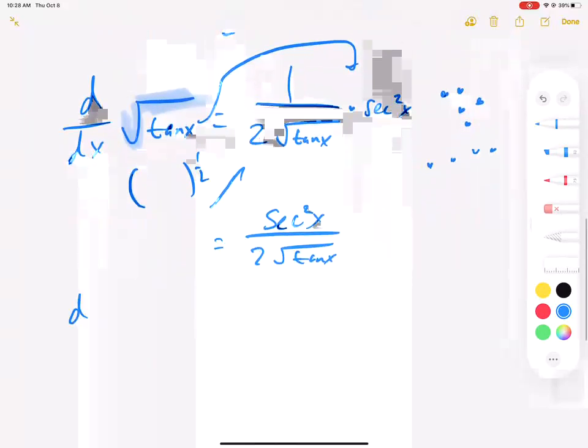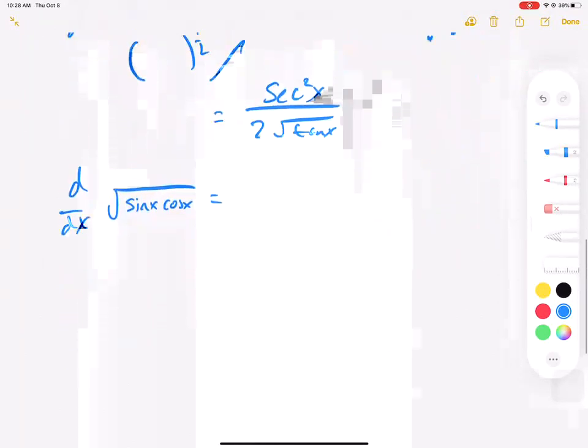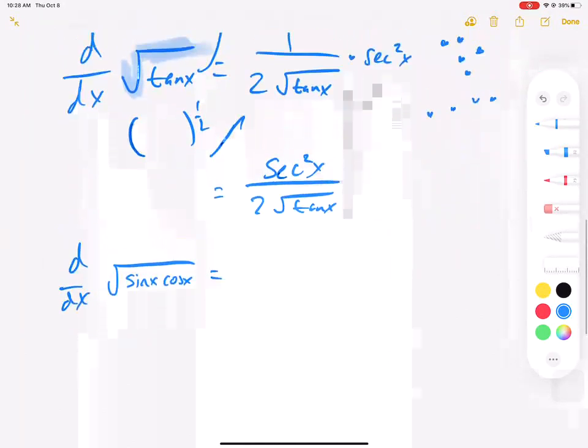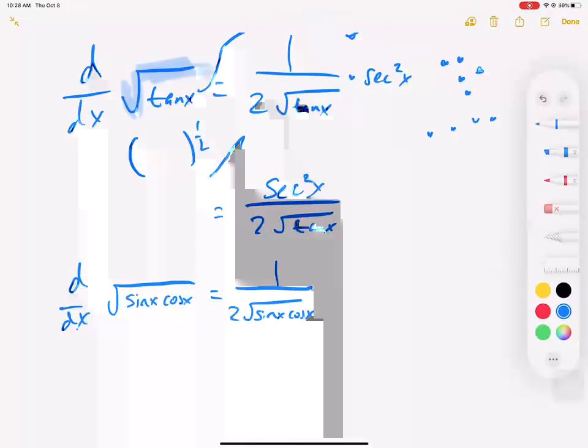Okay, so d over dx, let's do another one, of the square root of sine x cosine x. Ooh, this one's a toughie. So it's automatically going to be 1 over 2 square root sine x cosine x. All right. Now, chain rule.